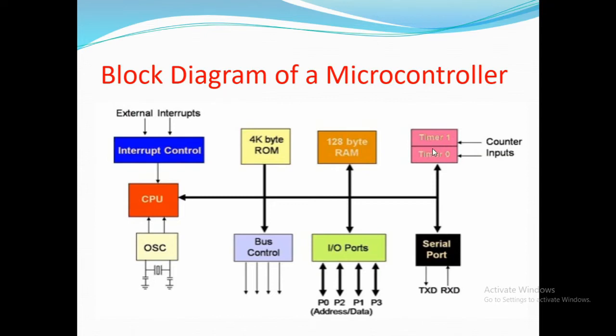Now, timers and counters. Timers are used to generate internal delays required for the program. The timing required for serial communication is generated by the timer. Counters are used to count external pulses. These timers can be configured as counters. For example, if you have an access control system, you can use this to count the number of people entering a conference hall.